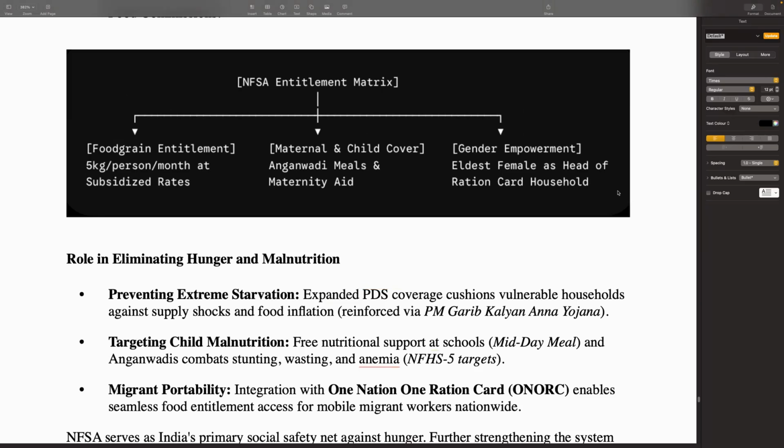NFSA entitlement matrix: food grain entitlement, maternal and child cover, gender empowerment.